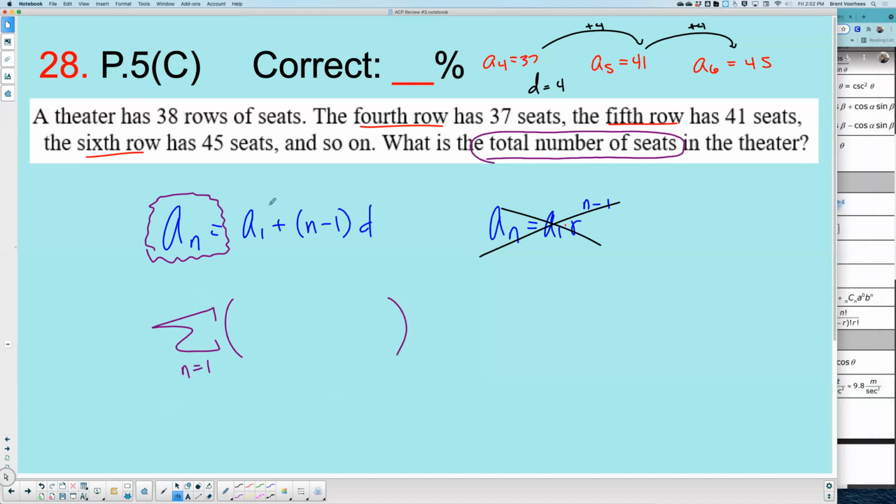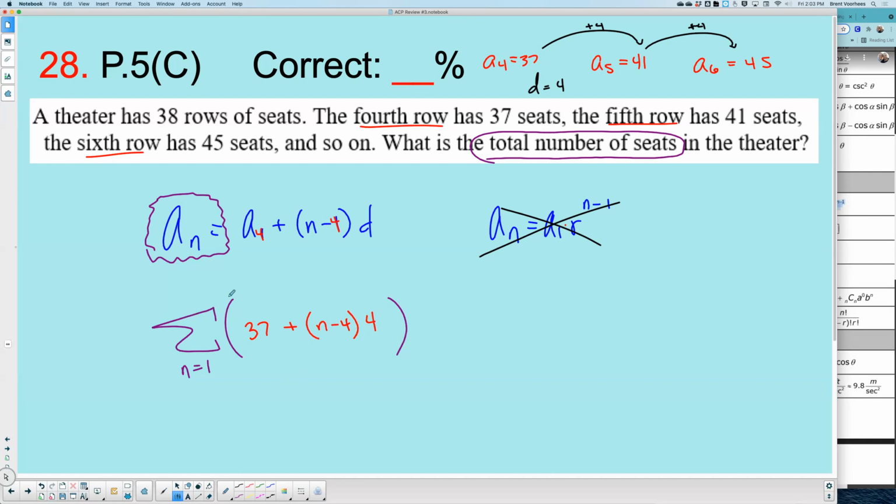All right. According to the data, what is our A1? That's not A1 though. That's actually A4. Can we use A4? Yes. Yes, but if you change this to A4, and minus 4, that's right. So A4 is 37 plus, anytime you use sigma, don't replace the n. So it's going to be n minus 4 times our common difference of 4.